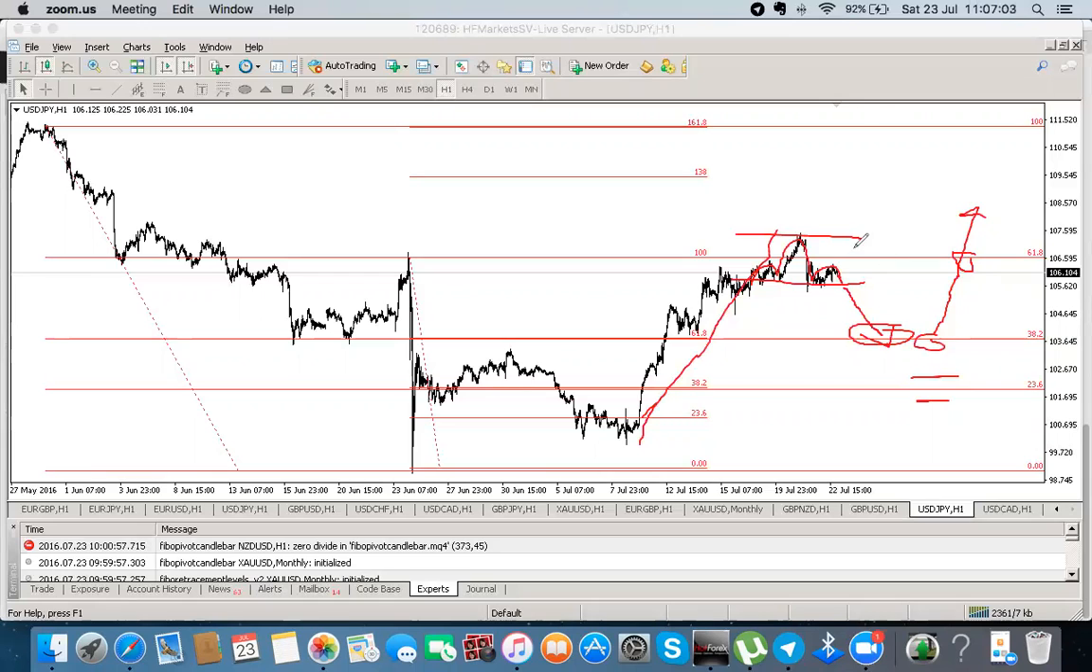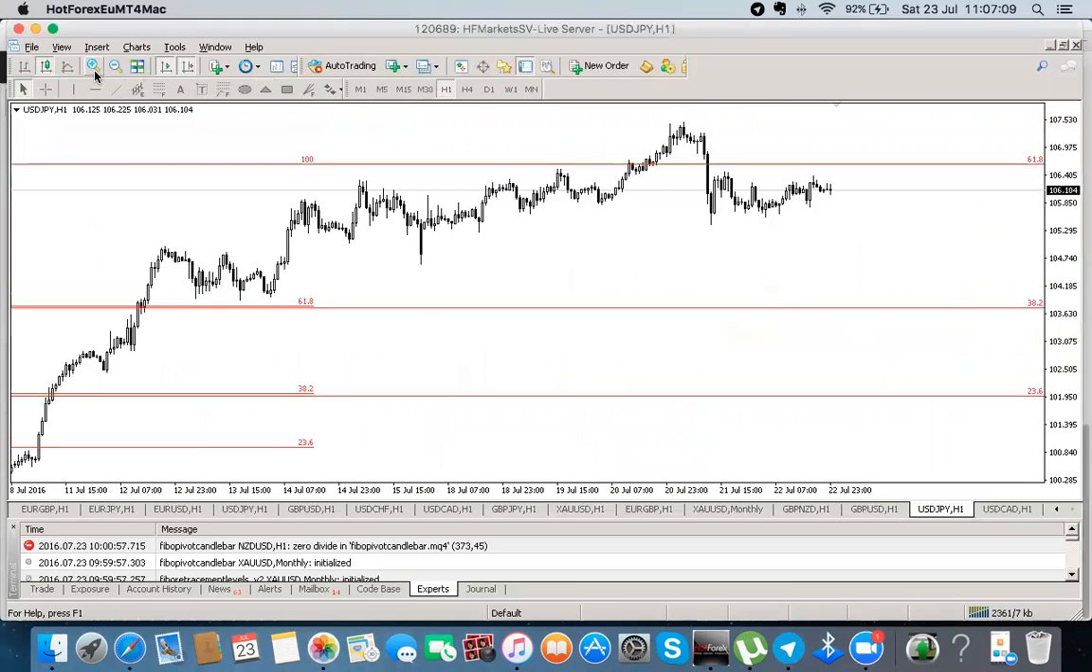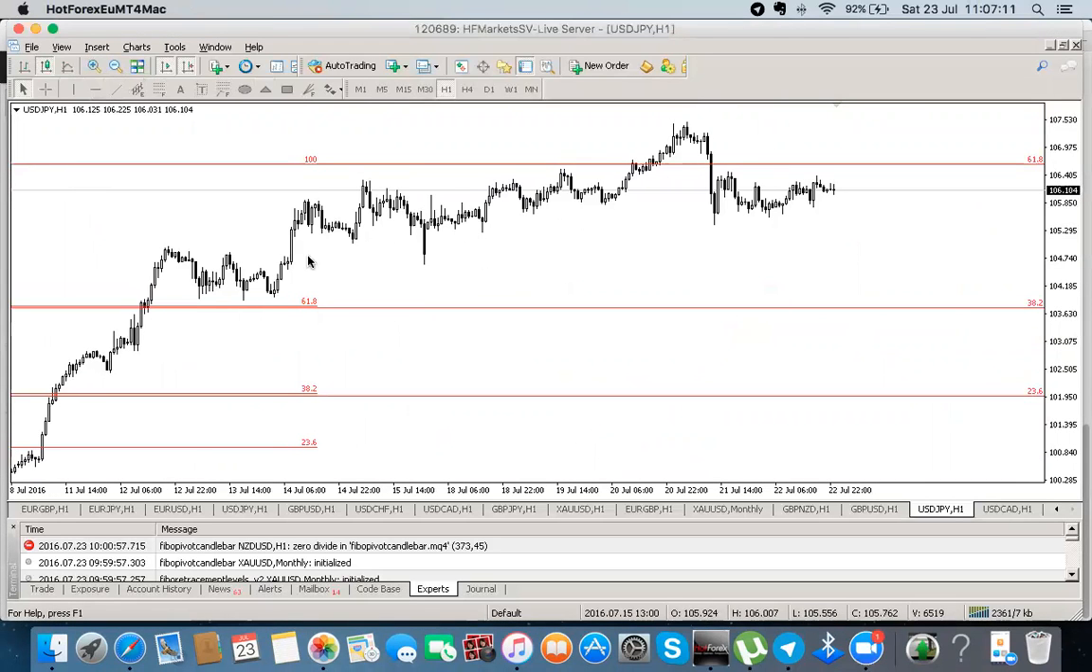Okay, if I want to get a high risk reward, you should always get a high risk reward. Okay, so let's take a closer look at this pattern at the moment.